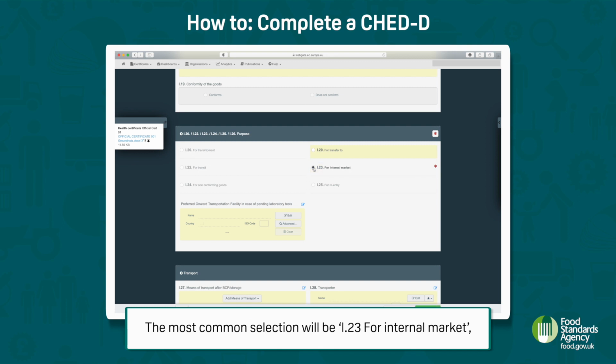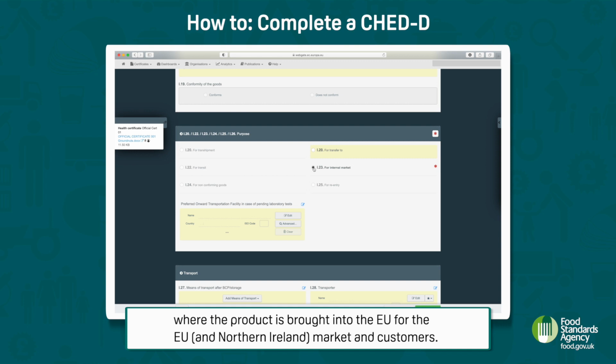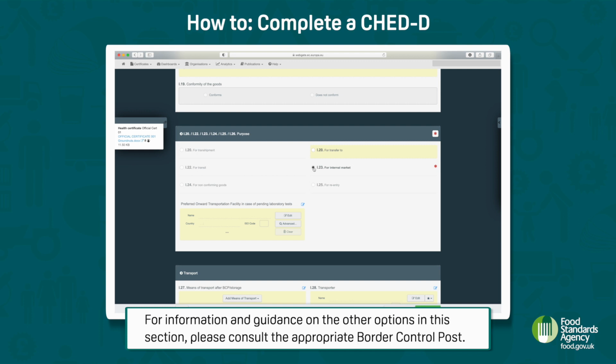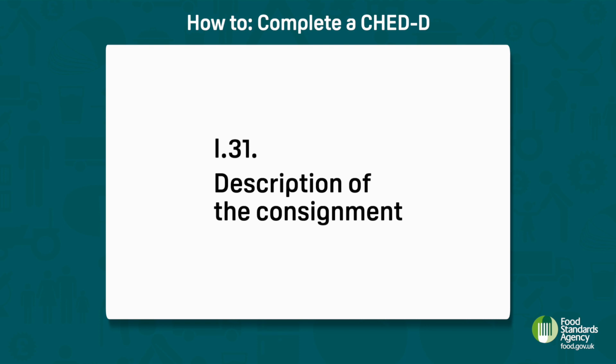The most common selection will be I-23 for internal market, where the product is brought into the EU for the EU and Northern Ireland market and customers. For information and guidance on the other options in this section, please consult the appropriate border control post. I-31. Description of the consignment.